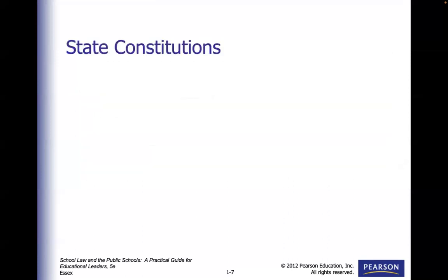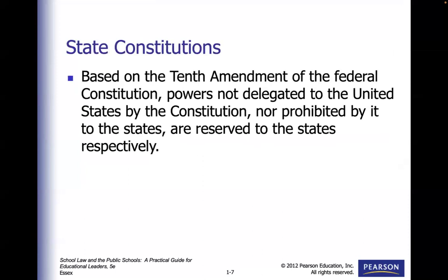Now, getting more to a state level and what our rights are based on the state level, based on the 10th Amendment, which we know reserves education as a state function, thus placing primary responsibility for public schools on individual states. So based on the 10th Amendment of the federal Constitution, powers not delegated to the United States by the Constitution, nor prohibited by it to the states, are reserved to the states respectively.